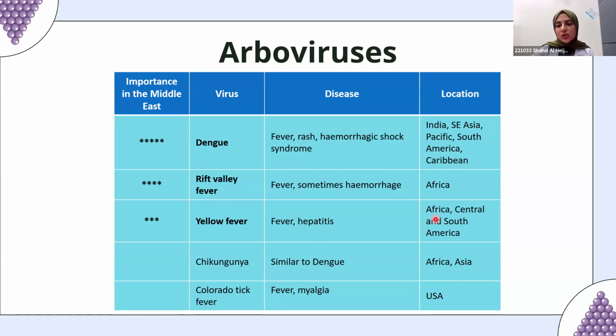I don't think you need to know the location in detail for this stage, but later on, sometimes the only hint that will help you answer the question is basically the location. So when they say the patient came from Africa, the patient came from Brazil, and so on, you will get a hint of how to solve the question. At your level, they're not going to ask in details about the location. Just know the main ones related to Saudi Arabia. And again, you have chikungunya, which is similar to dengue because they're both transmitted by Aedes mosquito. And you have Colorado tick fever.